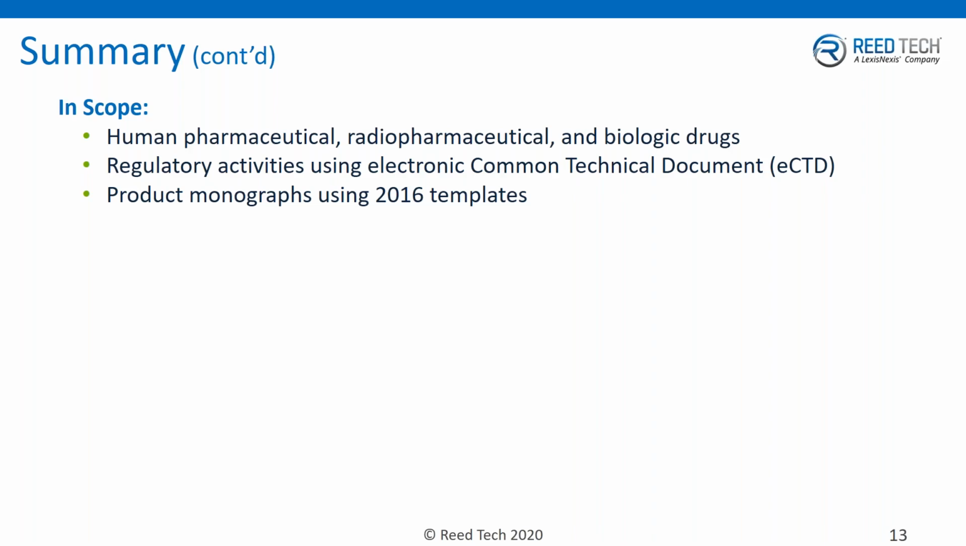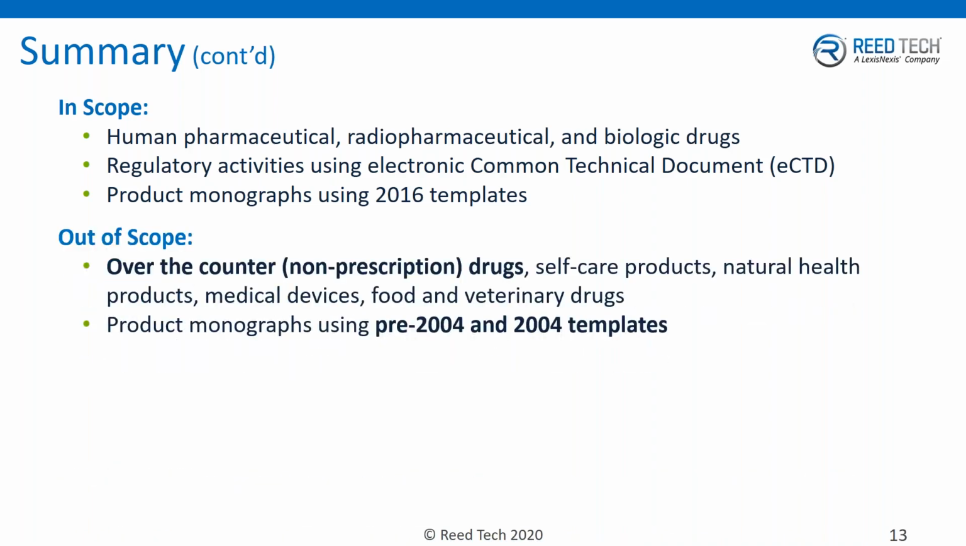And only the 2016 product monographs are being tackled first, and there may be some activity later on, but only the 2016 template are in scope. Now, just as important, what is out of scope? The over-the-counter non-prescription drugs. There is certainly a huge number of drug products on the market, and Health Canada has not included those in scope as of yet.